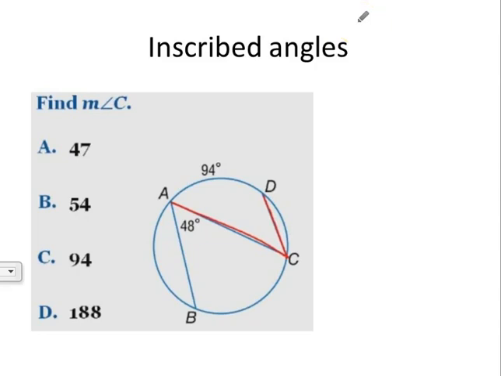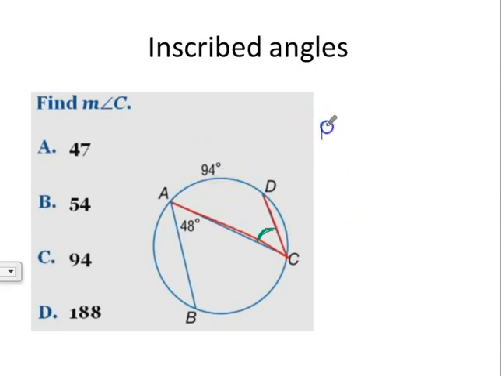So let's look at another example. I want you to look at this circle. There are some inscribed angles with angle measurements given, and an arc from A to D of 94 degrees. Can you find the measurement of angle C? Go ahead and try this on your own, and when you're ready to check your work with mine, click play.